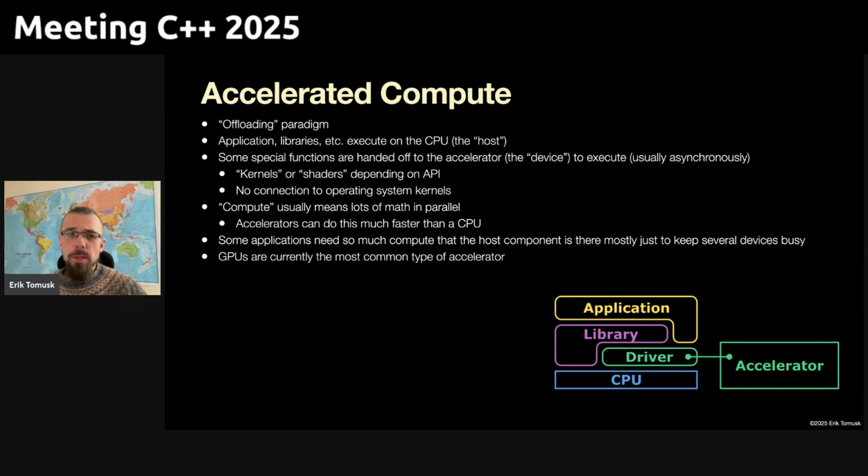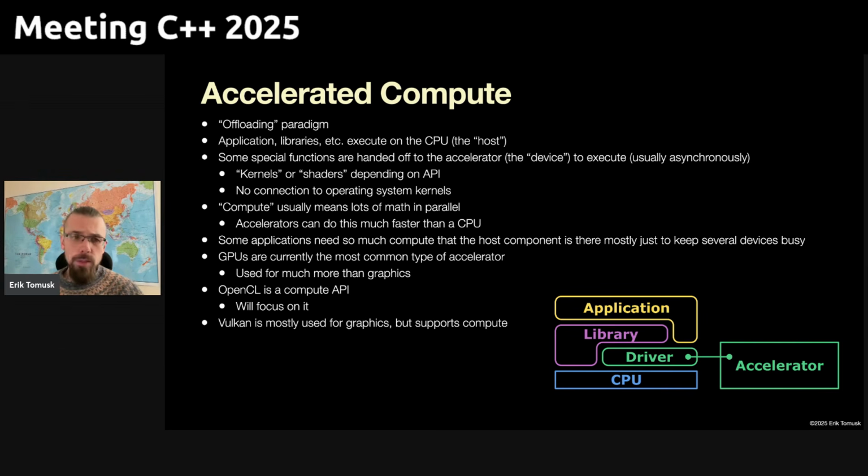At the moment, GPUs seem to be the most commonly used accelerator, but there are accelerators other than GPUs out there. Because GPUs are so common, I sometimes use GPU and accelerator interchangeably. Also, we all know GPUs are used for more than graphics. OpenCL is a compute API, so I'll focus on that in this section. But I'll also mention a little bit about Vulkan, which is a graphics API, but it supports compute.